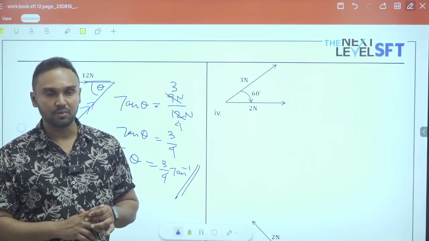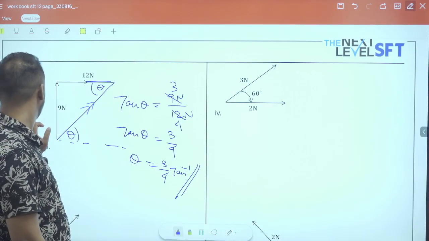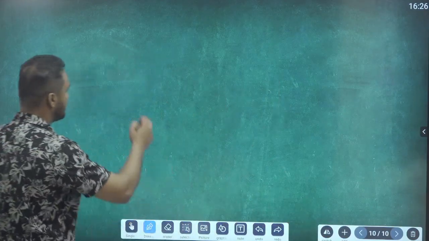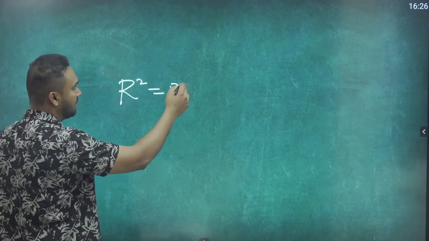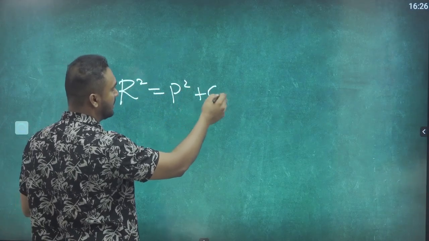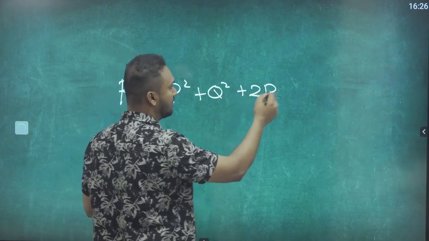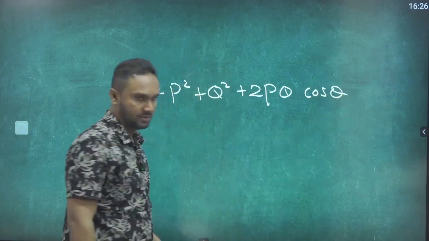So what do you use now? There's a separate formula for that, right? What is the formula now? So the formula we use now is r square equals p square plus q square plus 2pq cos theta, right? This is the formula we use, right?